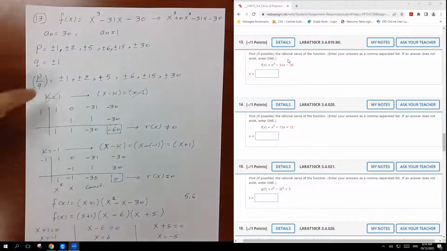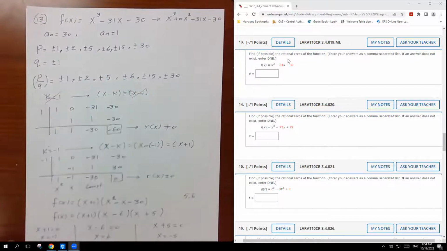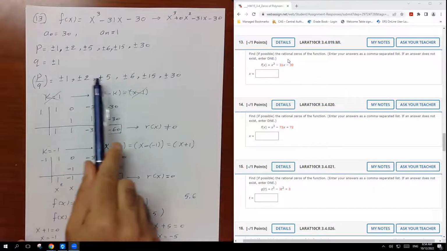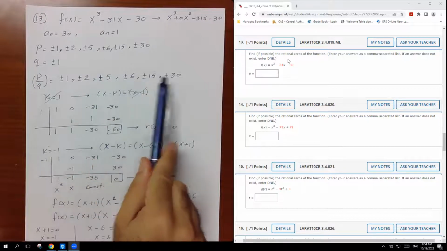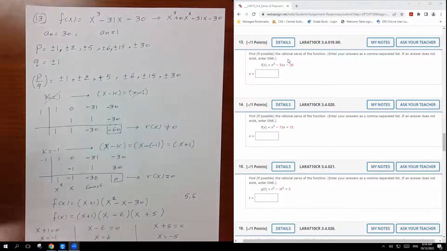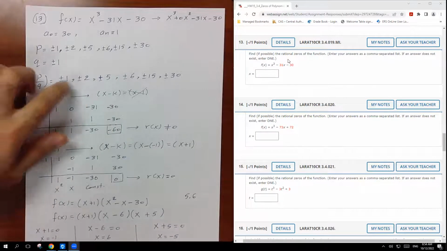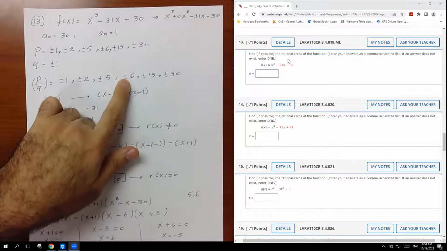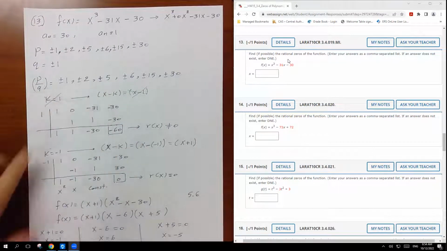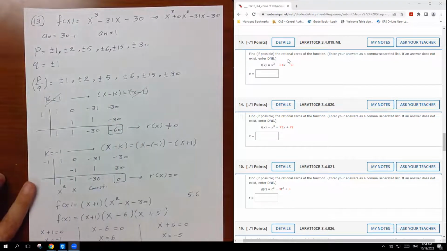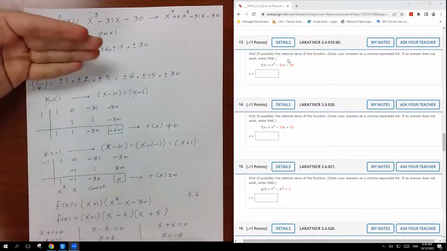So how many possible zeros do we have? We have 2, 4, 6, 8, 10, 12 possible zeros. But the actual zeros, how many? 1, 2, 3. If you look at the actual zeros, they exist here: -1, positive 6, and -5. So these are the actual zeros. How do we find that? By using the possible zeros.